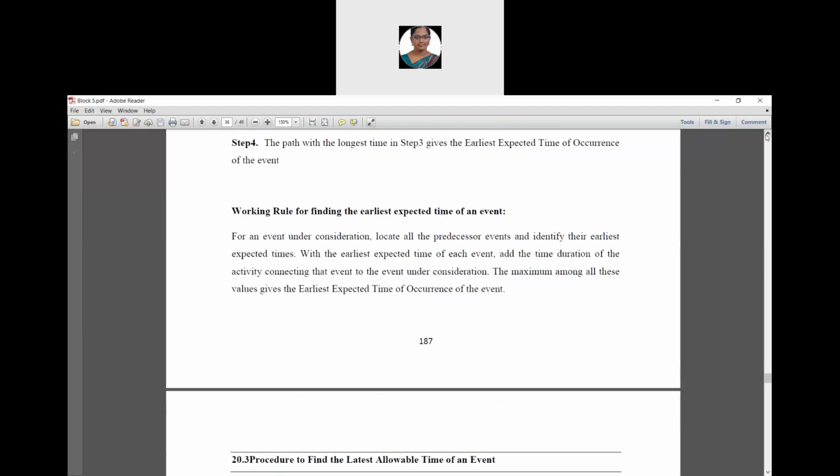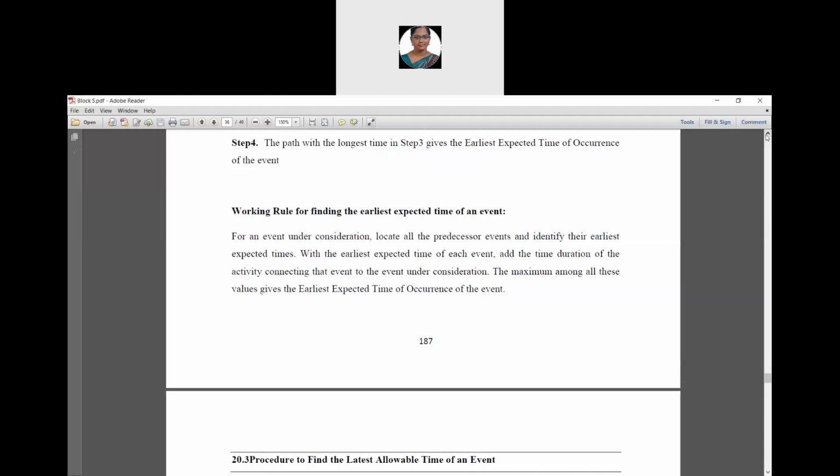Then the working rule for finding the earliest expected time of an event. For an event under consideration, locate all the predecessor events and identify their earliest expected times. With the earliest expected time of each event, we add the time duration of the activity connecting that event to the event under consideration. Then we pick the maximum among all these values, which gives the earliest expected time of occurrence of the event.